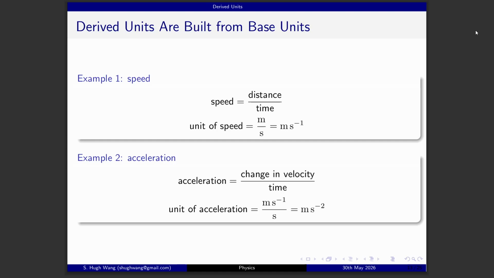Let's start with speed. Speed is defined as distance divided by time. Distance is measured in meters, and time is measured in seconds. Therefore, the unit of speed is meter divided by second, written as m/s. This is normally written as m s^-1. The negative power means per. So s^-1 means per second.